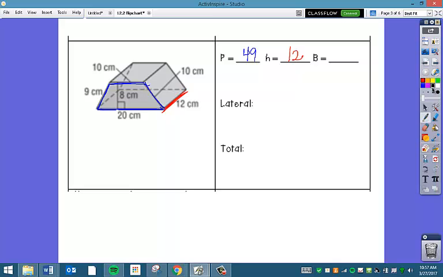And then the area of my base. Well, trapezoid, remember the formula for area of a trapezoid is base 1 plus base 2 times the height divided by 2. So I'm going to add my bases, 20 plus 10. My height of that trapezoid is 8. I'm going to divide that by 2. So that's going to be 30 times 8 divided by 2, which is 120.